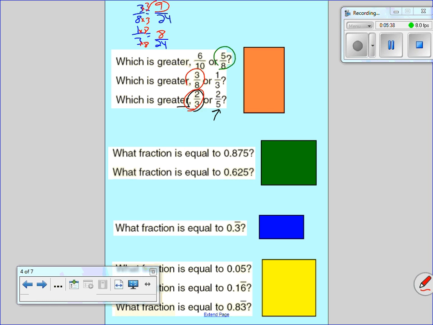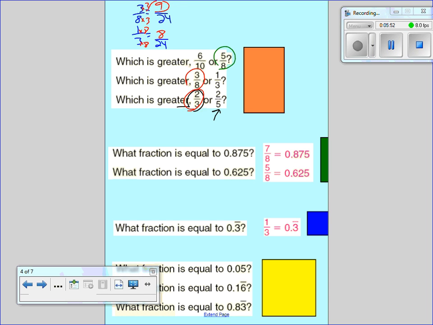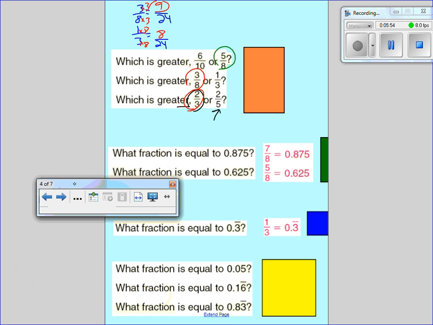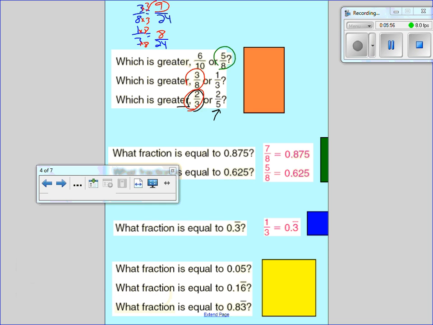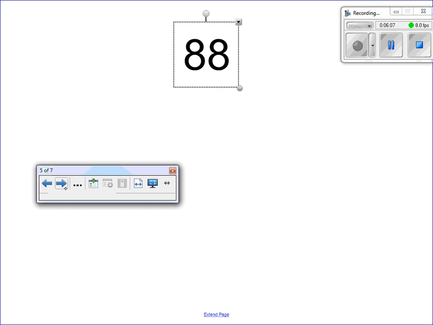Which fraction is equal to 0.87 or 0.875? Okay, 7/8, 5/8. What fraction is equal to 0.333 continuous? Okay, 1/3. Let's take a look some more. Which fraction is equivalent to 5/100? Here's some examples today. Okay, we're going to be working with decimals today, so let's kind of take a look here. Let's keep going.